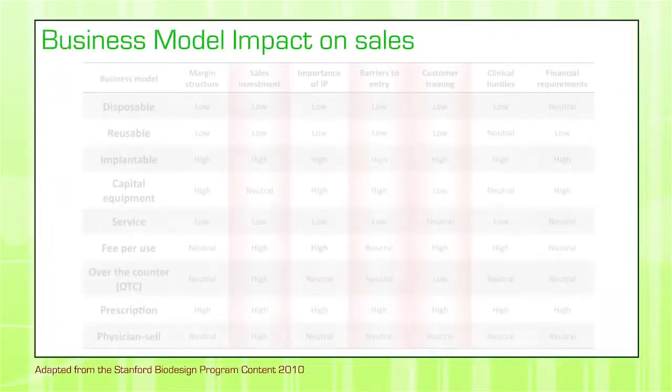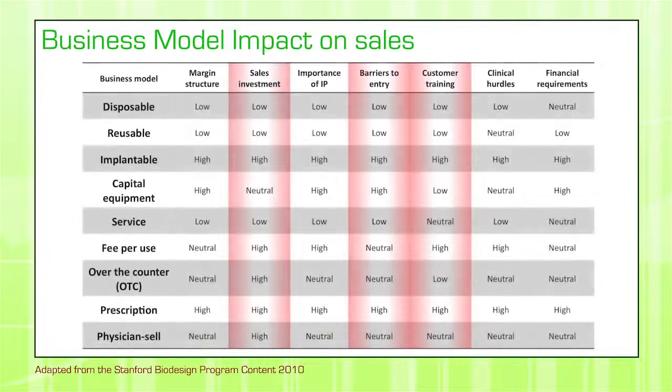If we think about sales and distribution models, one of the very first things to revise is your business model's impact on sales. If we remember some previous presentations in this module, there were 8 basic models for business in the medical device industry, not to say that there could be others. These 8 are disposables, reusables, implantables, capital equipment, services, fee per use, over-the-counter products, prescriptions, and physician sales.